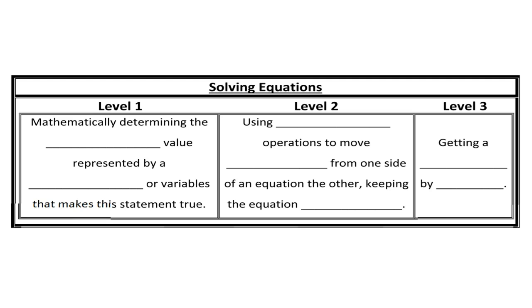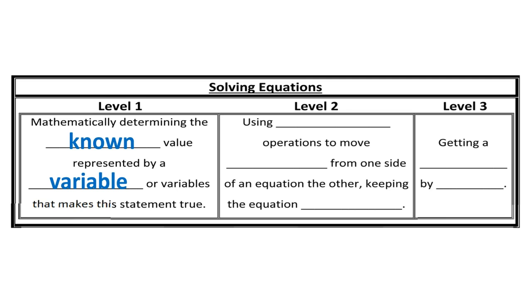At its most challenging and more correct level, we can think of solving an equation as mathematically determining the known value represented by a variable or variables that makes the statement true. An example of a true statement would be 1 plus 2 equals 3. If we can find a value for an unknown variable that makes the equation a true statement, we know we've solved the equation. On a more easy to understand level, we can describe what solving an equation is based on how we solve the equation.